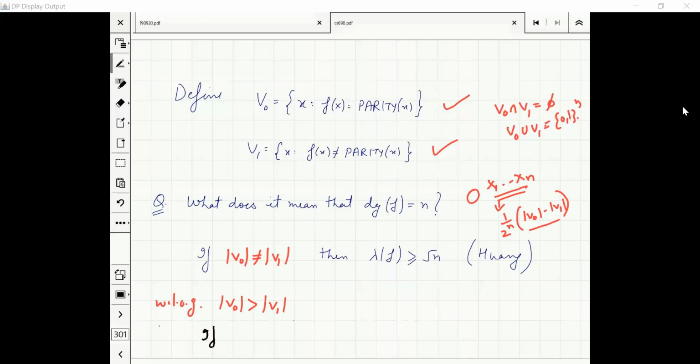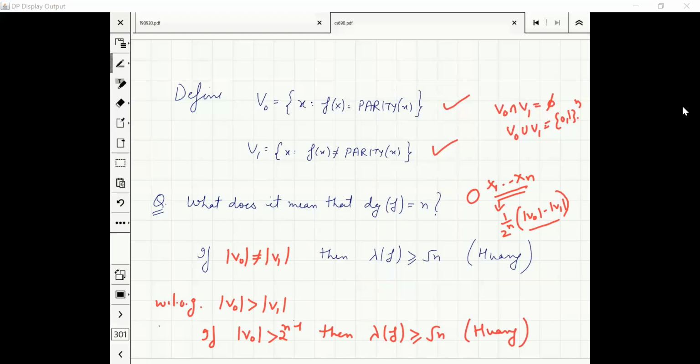That says that if V0 is strictly greater than V1, then the size of V0 is bigger than what? 2 to the power n minus 1. Plus 1. Oh, sorry. Yeah. Strictly greater than 2 to the power n minus 1. So this is what we want to prove. We have again simplified it much more.